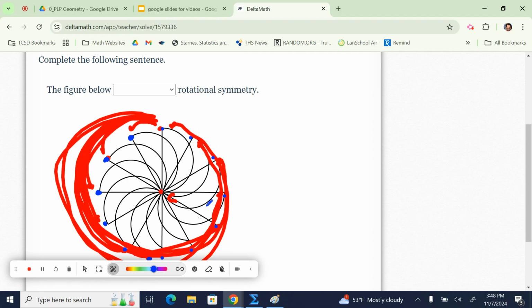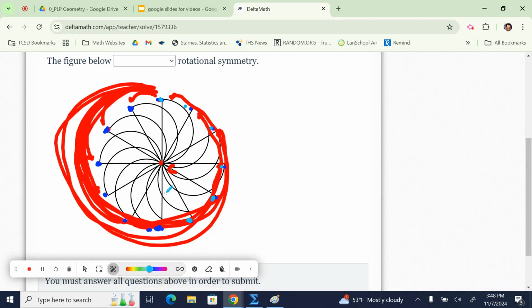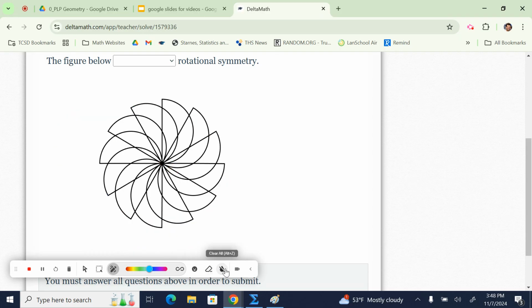I miscount. Hold on. Oh, down here. 1, 2, 3, 4, 5, 6. This is the 7th one. Sorry, 7, 8, 9, 10, 11, 12, 13? Is that right? I'm sorry. 1, 2, 3, 4, 5, 6. Let me erase these reds. So, if I just count from here, 1, 2, 3, 4, 5, 6, 7, 8, 9, 10, 11, 12. That's what I thought. So 12. So this is going to have rotational symmetry.